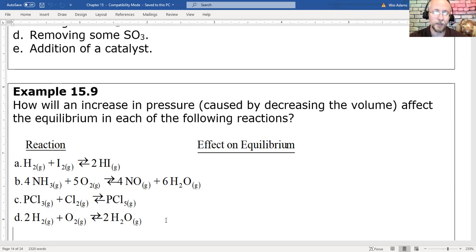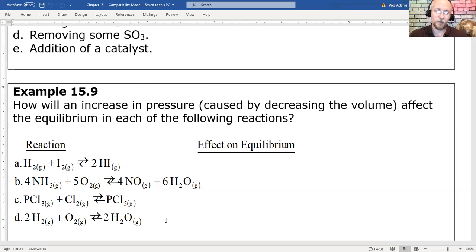We have the reaction we just had in the previous example: 4NH3 plus 5O2 goes to 4NO and 6H2O, all in the gas phase. We've got 10 moles of gaseous product, but only 9 moles of gaseous reactants. And so increasing the pressure by decreasing the volume is going to favor a way that will relieve that excess pressure, so it'll shift towards the side with fewer moles of gas, in our case, the reactant side.